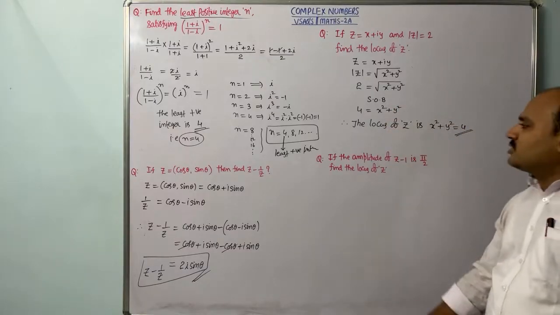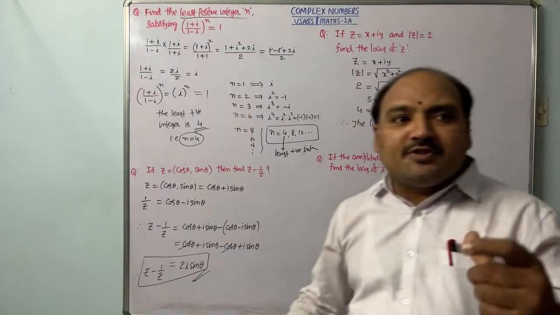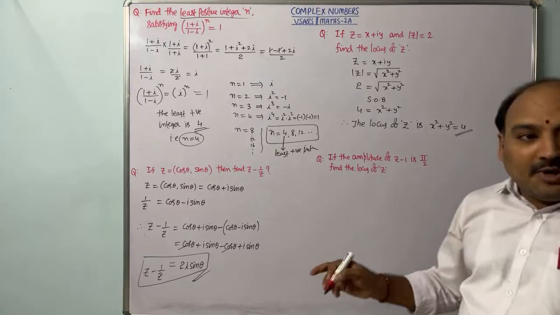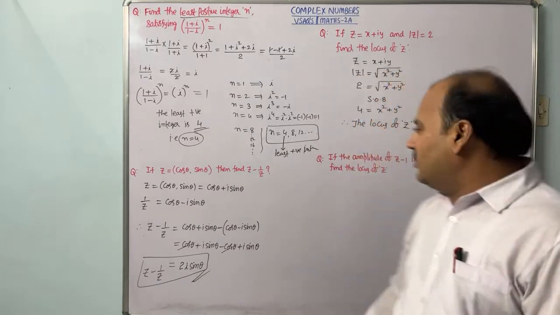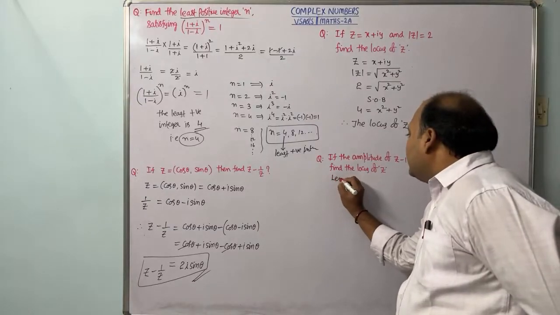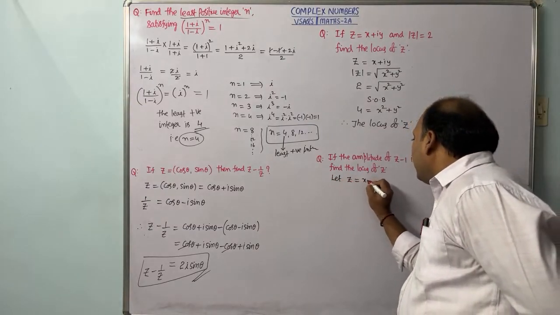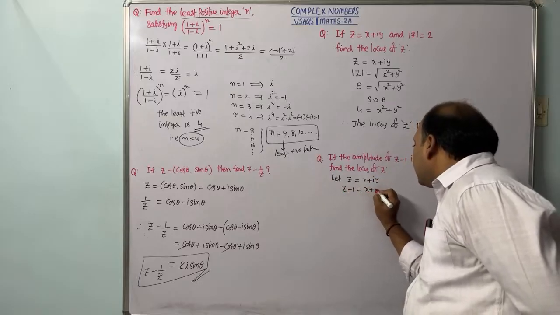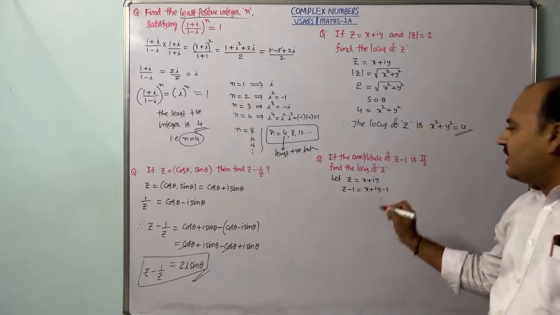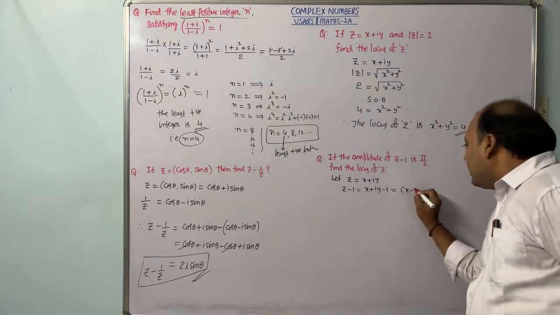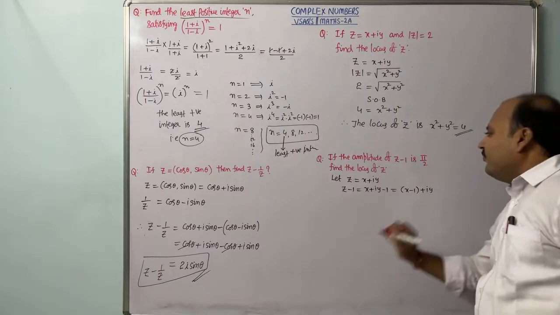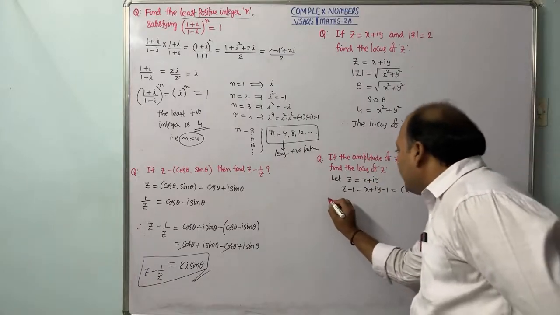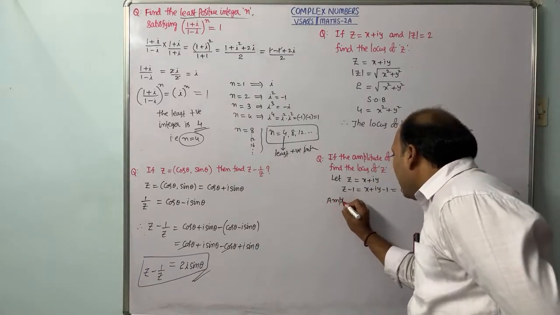Okay, students, we'll move to this question. If the amplitude of z minus 1 is pi by 2, amplitude or argument of a complex number. So first let us consider z is equal to x plus iy. So z minus 1 is equal to x plus iy minus 1. In this, the real part is x minus 1, the imaginary part is iy. This is about z minus 1. Amplitude of z minus 1 is pi by 2. First, amplitude of z minus 1.